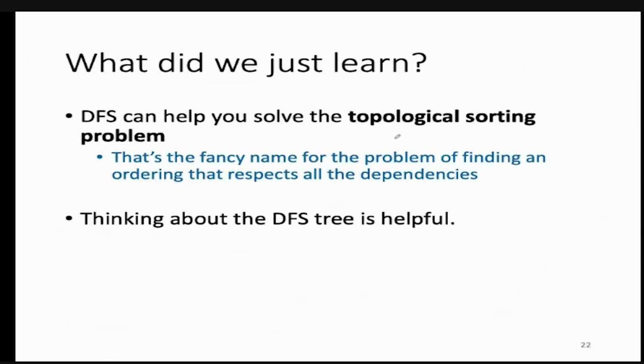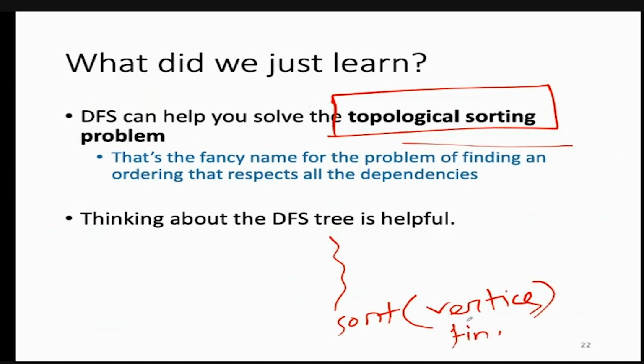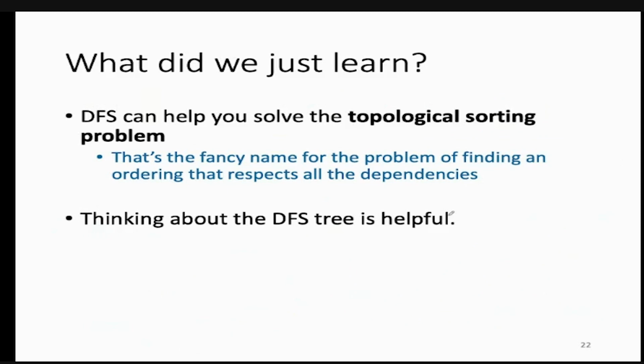So what did we just learn? DFS can help us in solving the topological sorting problem. After finishing the DFS, you just sort the vertices based on finishing time, from highest to lowest, and then you get the topologically sorted order of vertices. We have also seen that thinking about the DFS tree is always helpful to understand what happens first and what happens next.